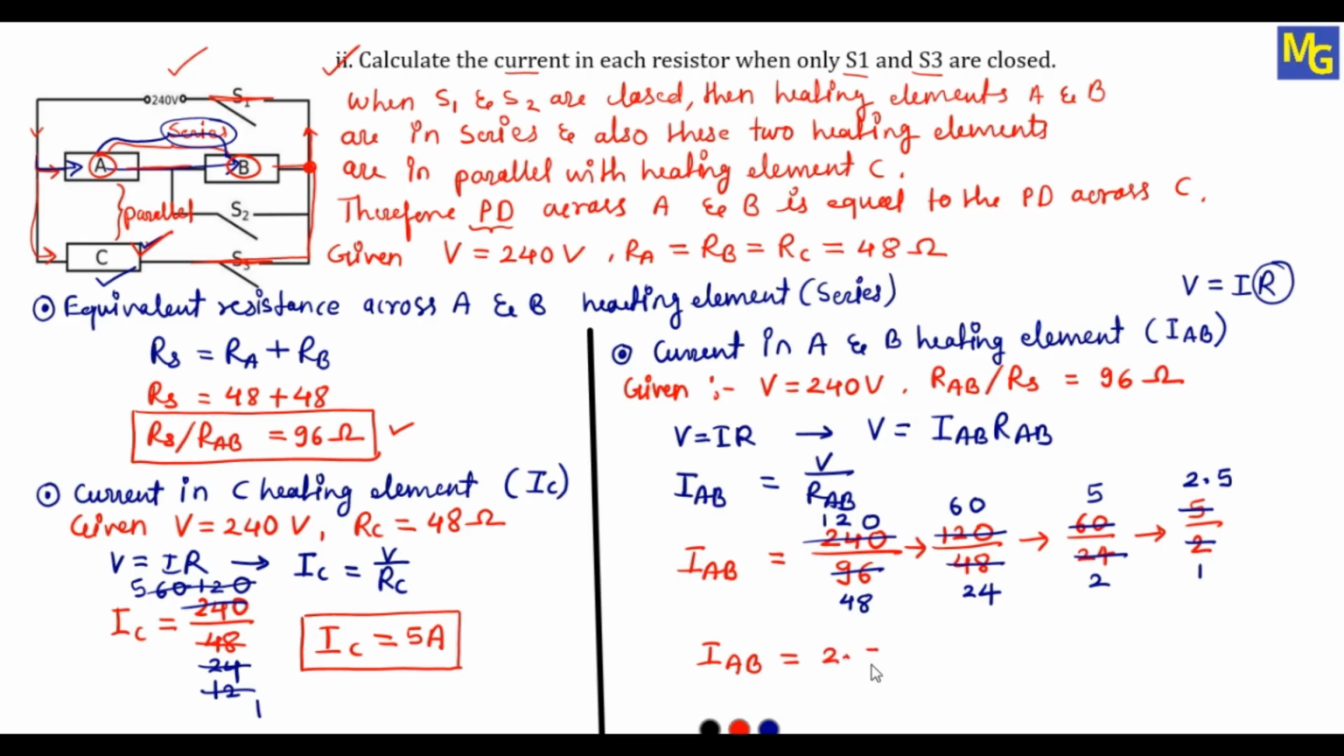They have asked to find out the current in each resistor. So in heating element C it is 5 ampere, in A and B it is 2.5 ampere. Now after this we will move on to the third question, which is asked in the same question, that is on the next page.